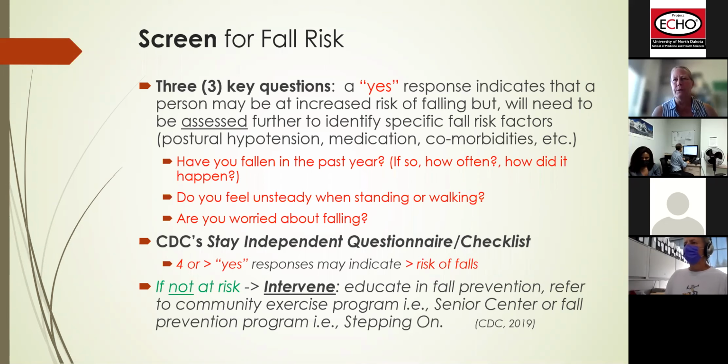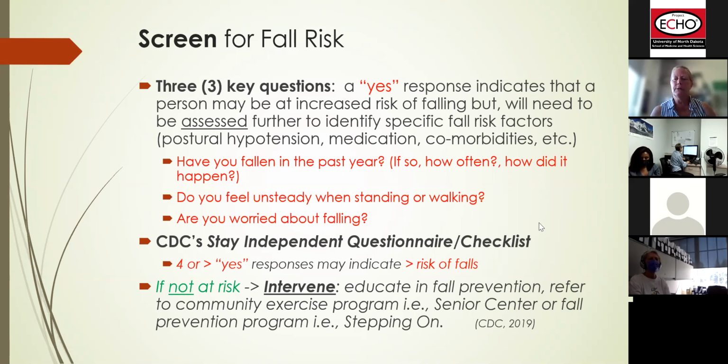If not at risk, but she scored a 1, 2, or 3, you still would want to intervene by educating on fall prevention. You might refer to a community exercise program at the senior center or at the local gym. There's fall prevention programs like the Stepping On program that occurs. But let's say that she had scored greater than 4.